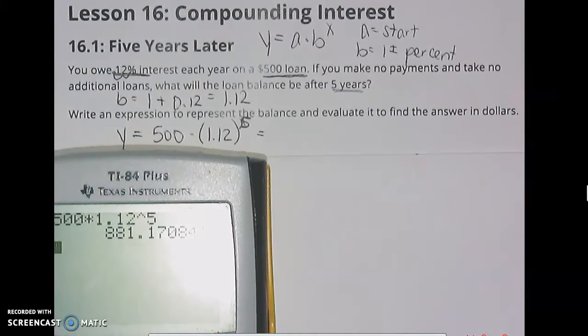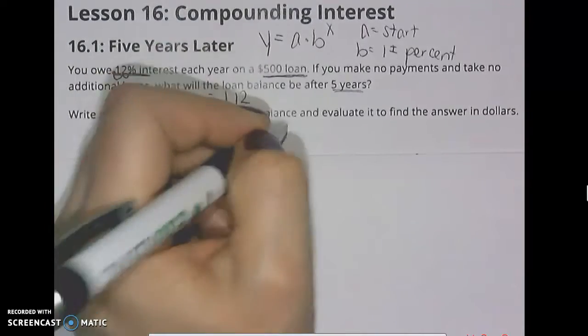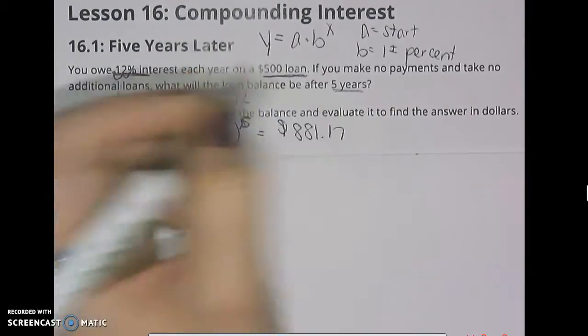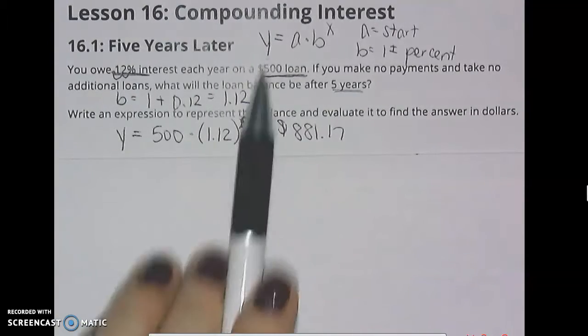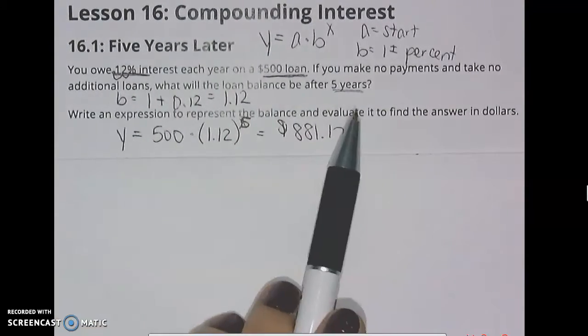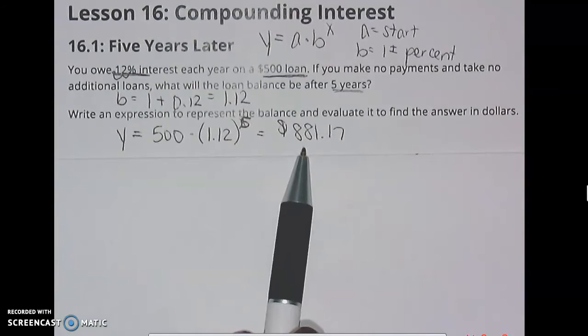Now, what of that do we actually need? We're talking about money, so how many decimal places should we use? That would be 2. So we would have $881.17. So we borrowed $500. They're charging us 12%, and 5 years later, we've actually paid them $881.17.